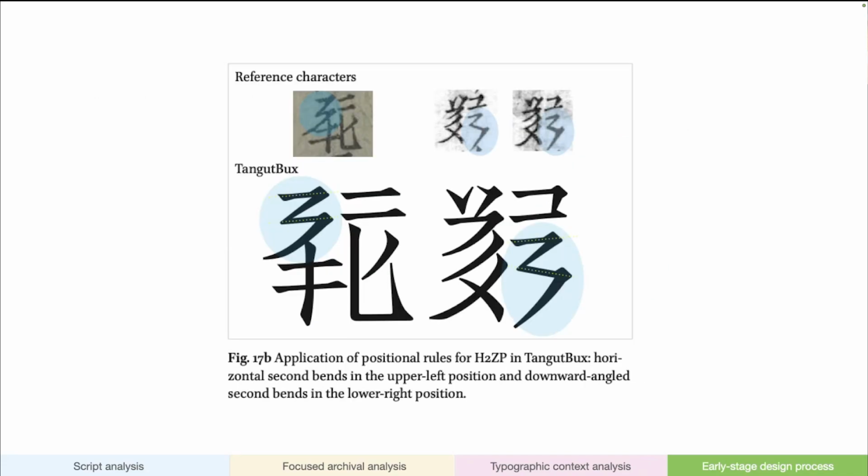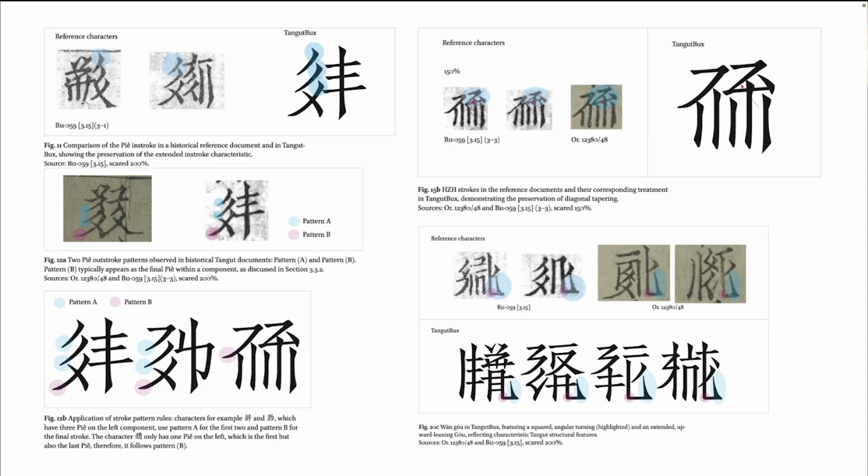And this is another stroke I discussed earlier. For the one used on the top left corner, I made them have an upright angle and they are parallel to each other. And if it's used on the bottom right, it's got a downward angle. And other design decisions are all related to what I found in the archival documents.